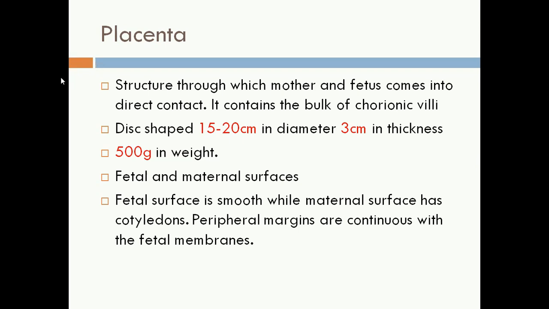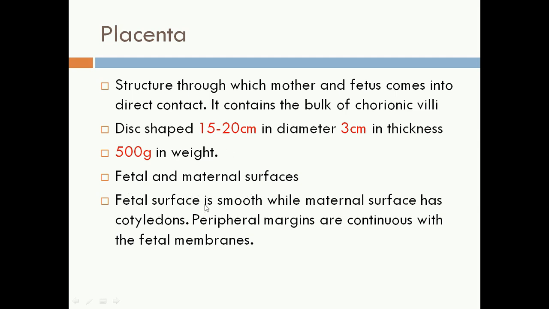It is disc shaped, 15 to 20 centimeters in diameter, 3 centimeters in thickness, and 500 grams in weight. The placenta has two surfaces. The surface that faces the fetus is called the fetal surface. The surface facing the mother, that is the uterine cavity, is called the maternal surface.